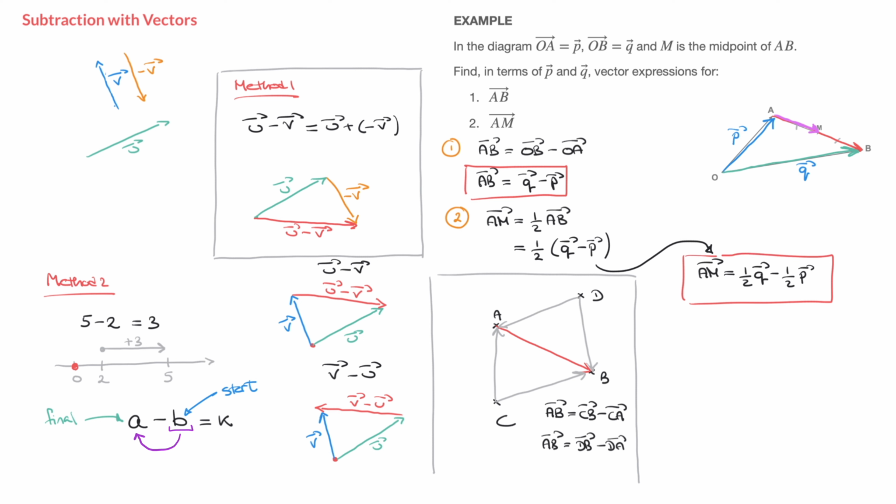Hopefully you're leaving this video having a good understanding of how to draw subtraction with vectors, whether it be using method 1 or method 2, and I would strongly suggest you get familiar with both of these methods. And hopefully you're now also quite comfortable in defining a vector, like the vector AB we had down here, as a subtraction of one vector from another.